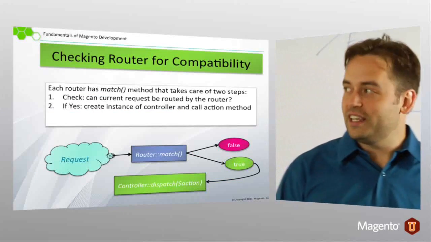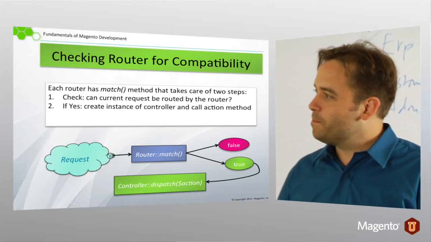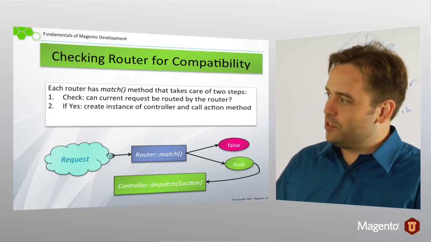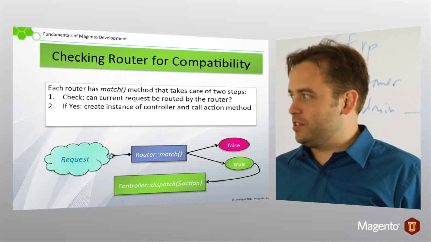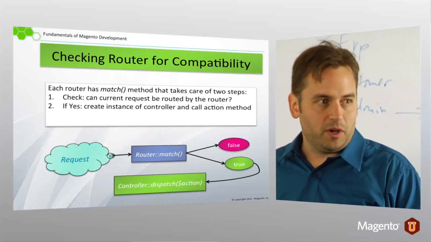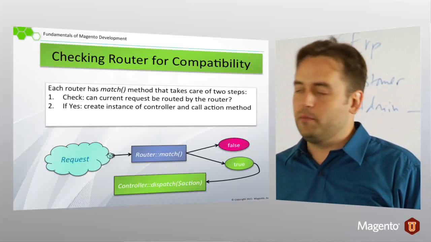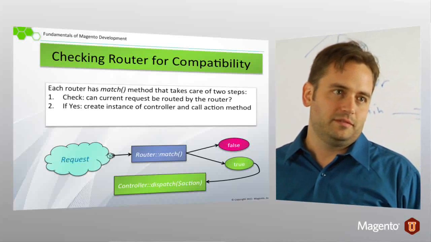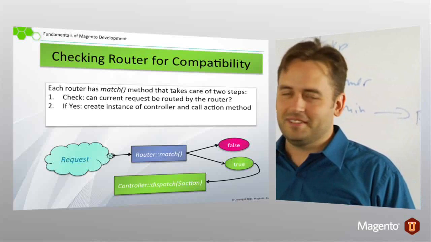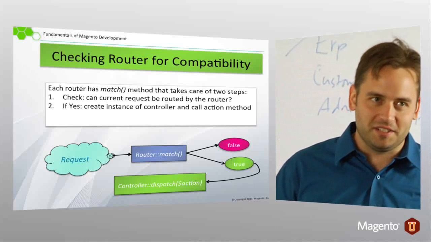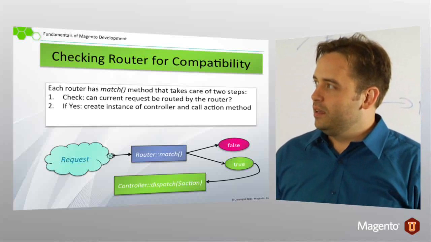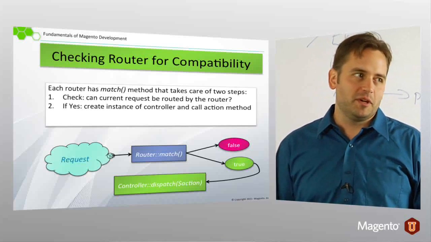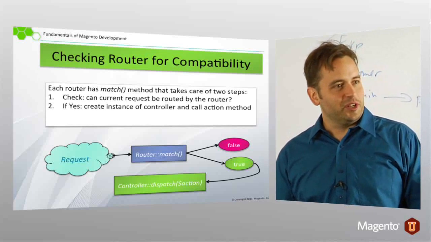So another way of looking at this is basically the request comes in. Each router is asked, "Do you have a match for this?" And it's either false, so we keep on looking, or it's true, and then we dispatch. Okay. I know I'm flying through this, but that's because this is background information. This is fundamentals of development, not fundamentals of Magento routing. Fortunately, we're not spending a week on this.